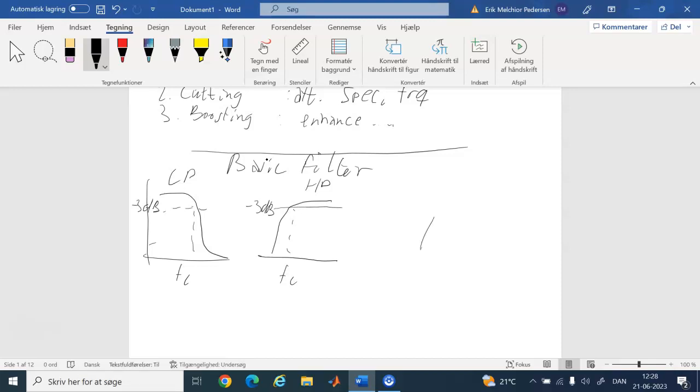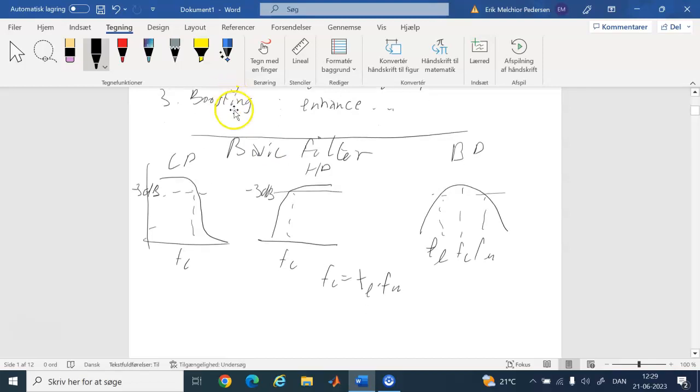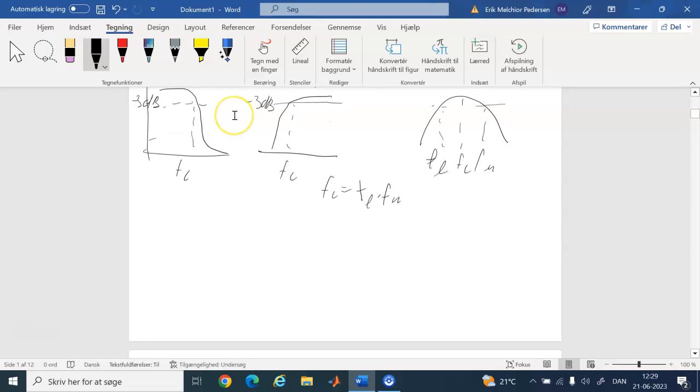And then we have the bandpass filter with F low and F up, and this is called the center frequency. The center frequency for a bandpass filter is F low times F up. Okay. And there are some other things I've heard of before, and some new things called shelving filter.